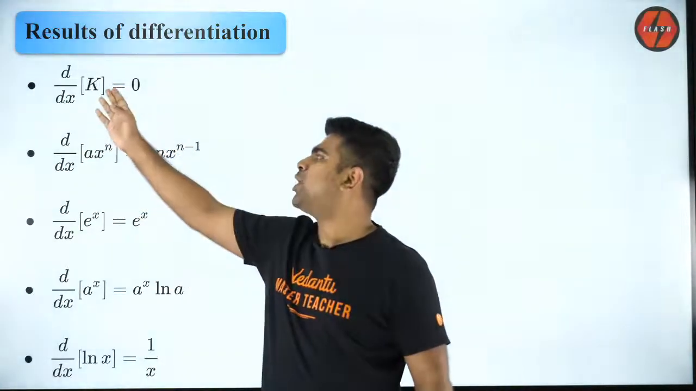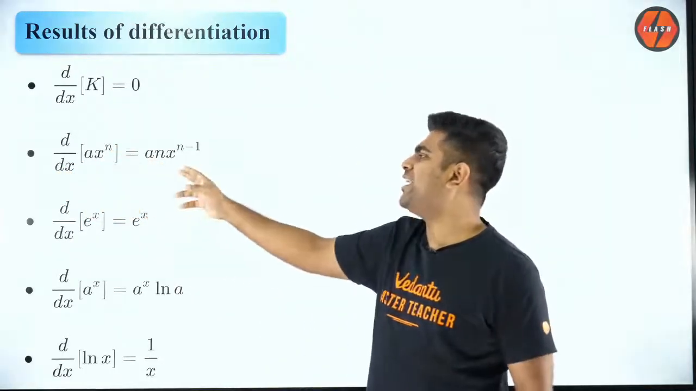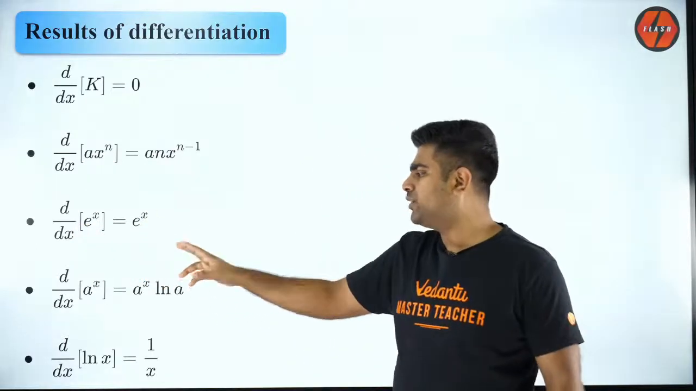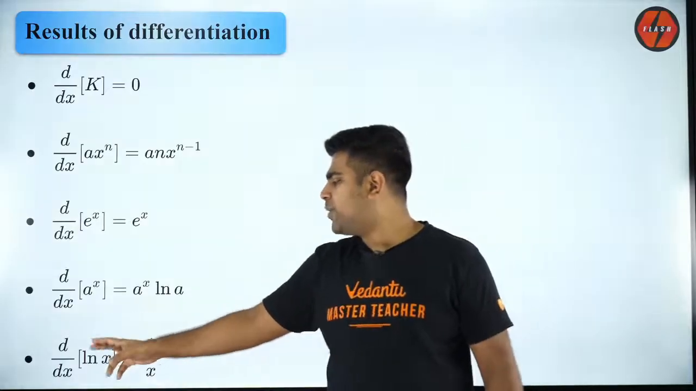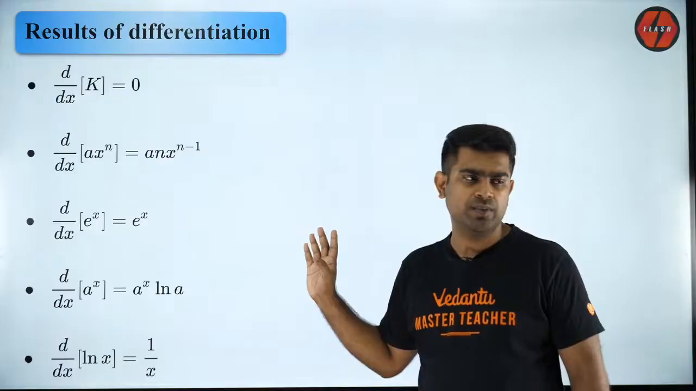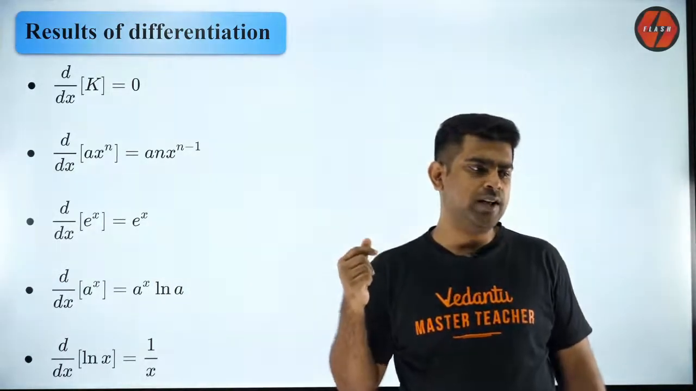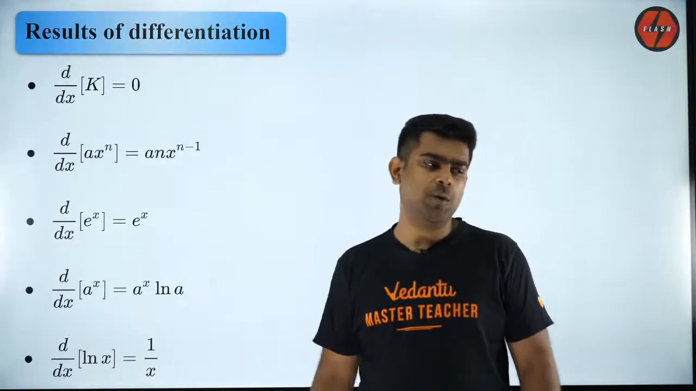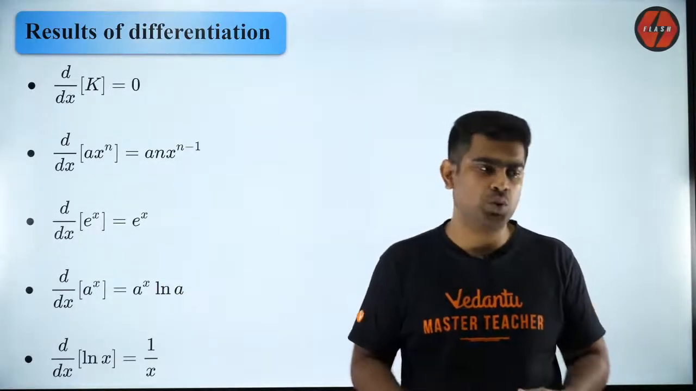The derivative of a constant is 0. The derivative of a x power n is a n x to the power n minus 1. Derivative of e power x is e power x only. Derivative of a power x is a power x ln a. Derivative of ln x is 1 by x. These are all laddu. Everybody knows them. So shall I run through this quickly? If not, quickly make a note of it. Just take a screenshot, or if I send the session PDF, go through it.